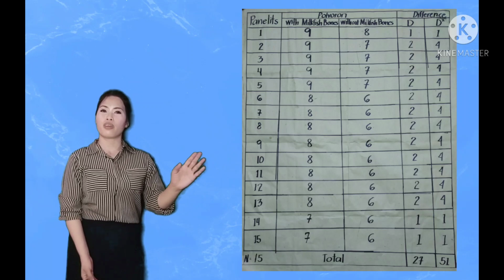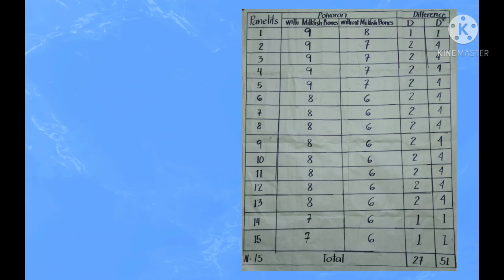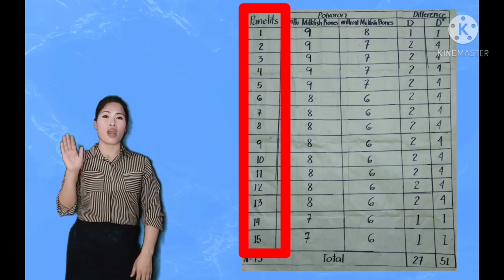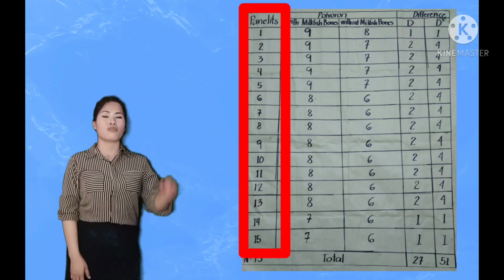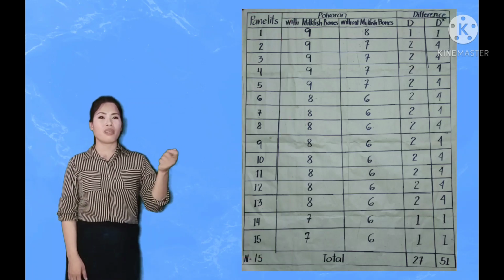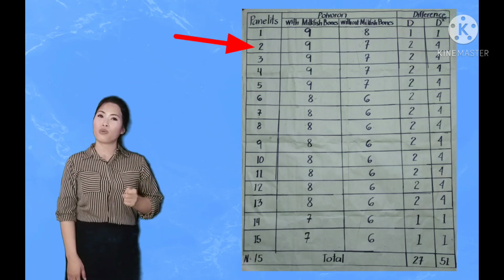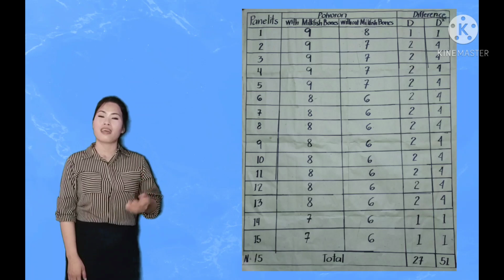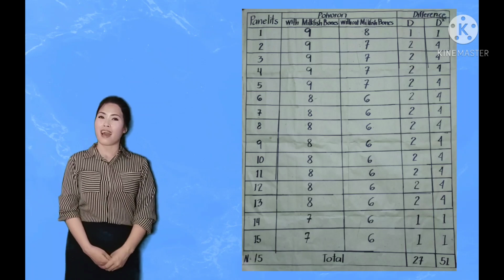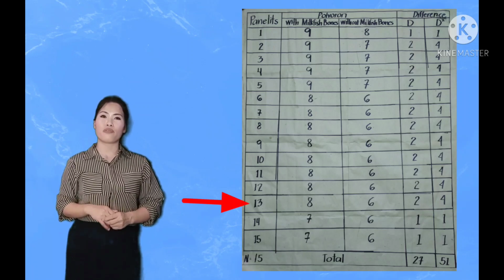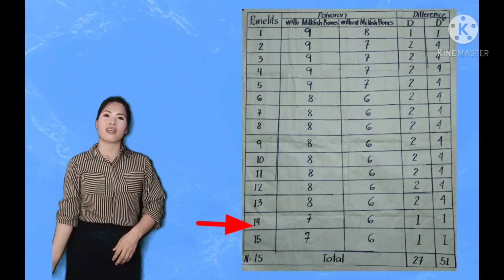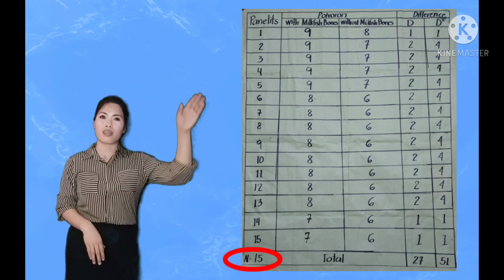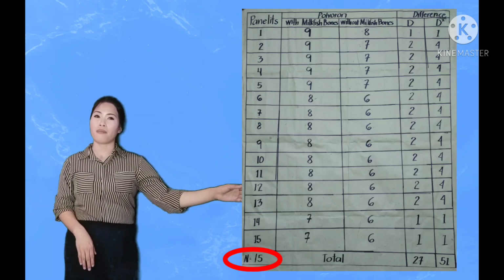So first, let's look at this table here. We have 5 columns. The first column is for the panelists. Because we have 15 panelists, I write down here 1, 2, 3, 4, 5, 6, 7, 8, 9, 10, 11, 12, 13, 14, 15. So we have 15 panelists.